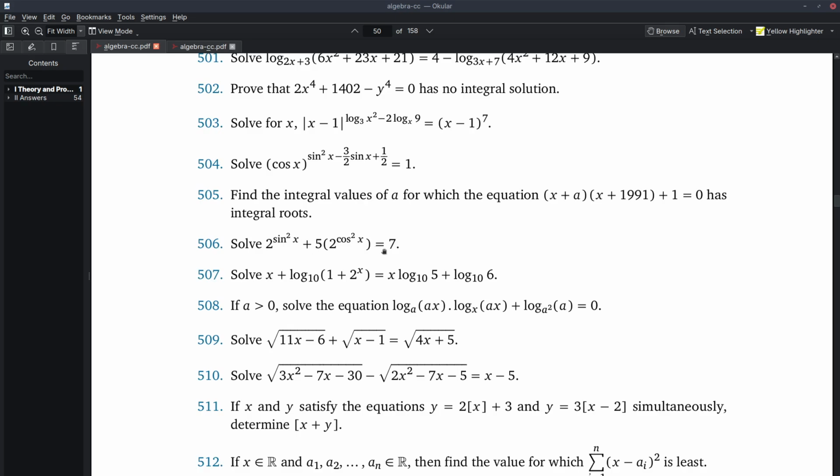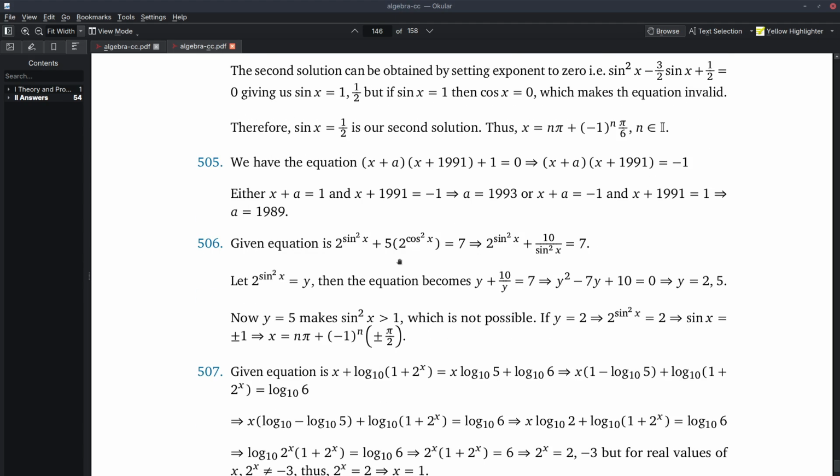Question 506 says: solve 2 to the power sin square x plus 5 into 2 to the power cos square x is equal to 7. So we write the given equation as 2 to the power sin square x plus 10 by 2 to the power sin square x. How this came is you write cos square x as 1 minus sin square x. So it will become 5 into 2 by 2 to the power sin square x.